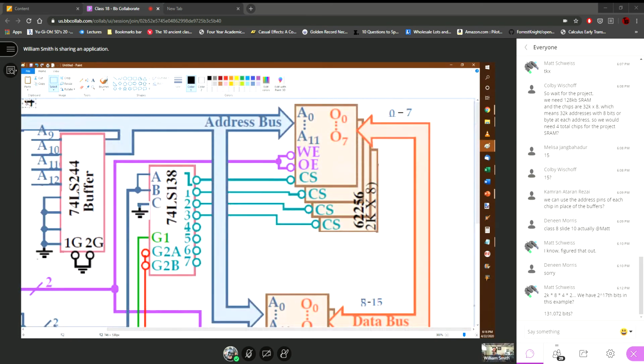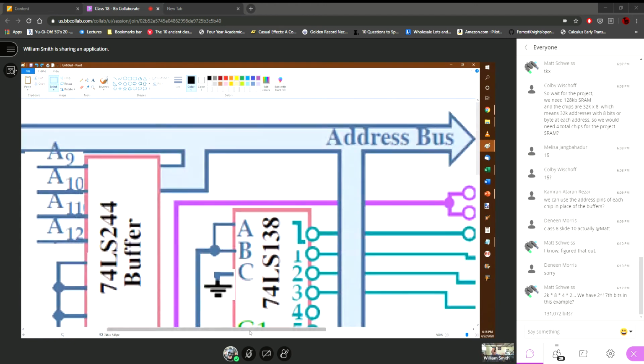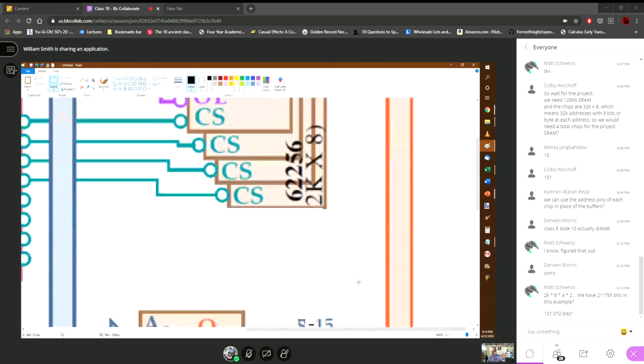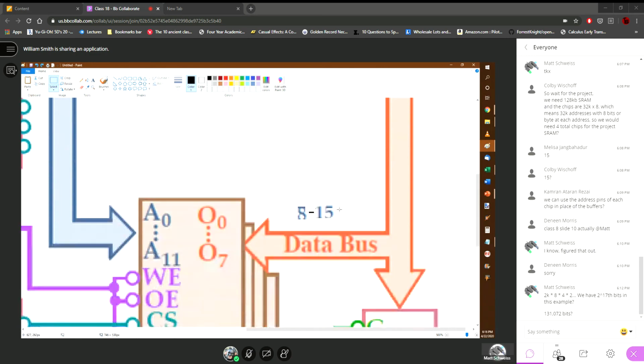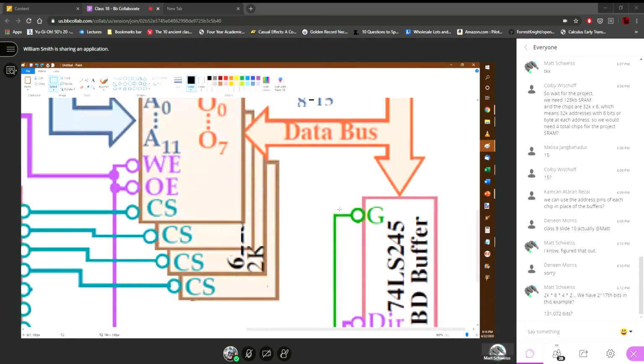So hang on a second. Let me put it in there. Yeah, the original ones were 2K chips. These are 4K chips. I mean, the original I'm looking at says 32. The original is 32K chips, which is just inconsistent. Well, let me go back. I got to go back to the original example here.